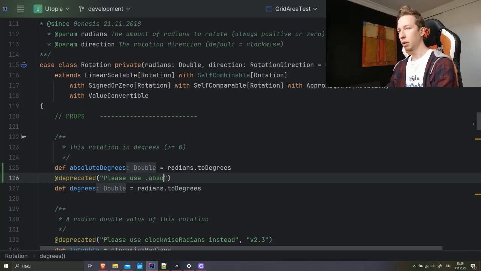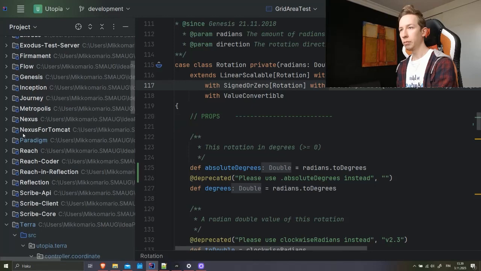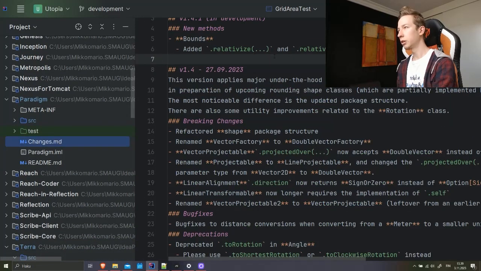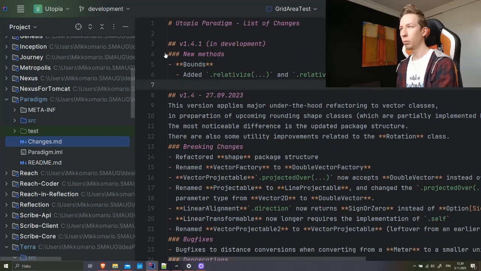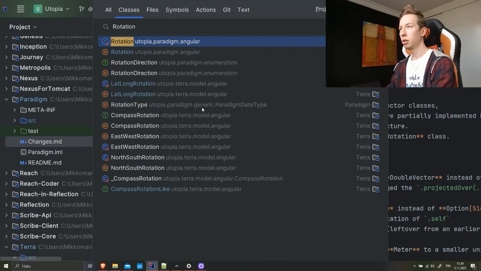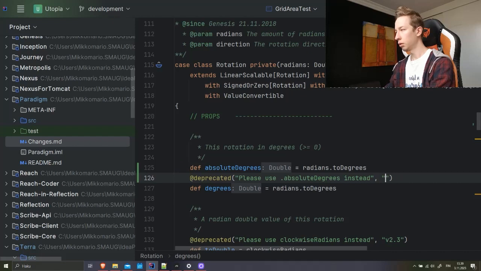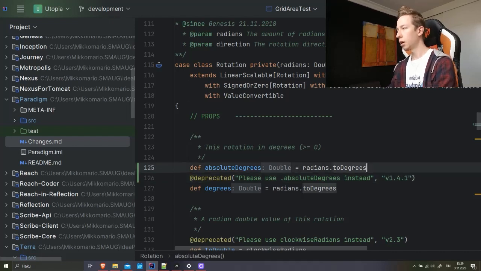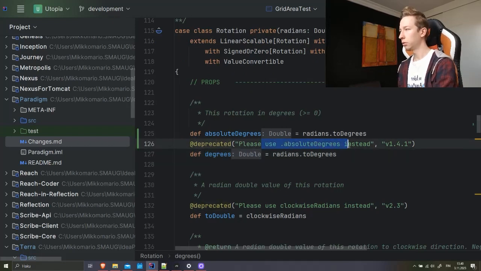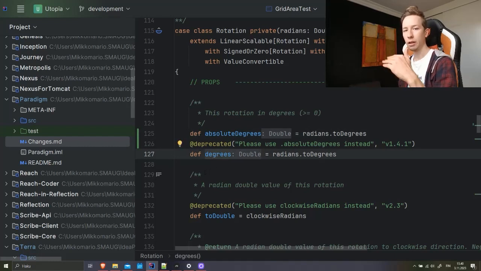Please use absolute decrease instead. What version of Paradigm are we working on? Let's see. Paradigm, as I mentioned before, is my module for vector calculations and that sort of stuff. So 1.4.1, we might have to move it to 1.5, but since this is only a deprecation, we'll still keep it like that. So what was the class again? Rotation. 1.4.1. Yeah. So now whenever we attempt to use this decrease, we're faced with a warning that says please use this. So we won't make as many mistakes when we read absolute decrease instead of reading decrease and assuming that it can be both positive and negative.